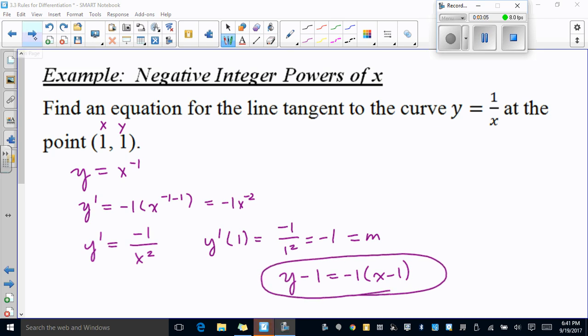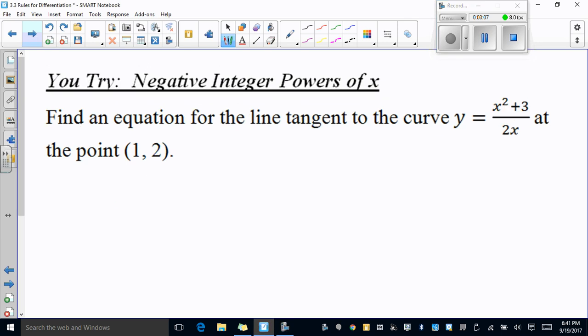Okay, let's try another one. Negative integer powers of x again. Find the equation for the line tangent to the curve y equals x squared plus 3 over 2x at the point 1, 2. Again, they gave us your x, y values. Now, some people are going to be tempted to take this one and do the quotient rule, which you could, but again, because we have a power down here, we can bring it up. The 2, leave it alone.